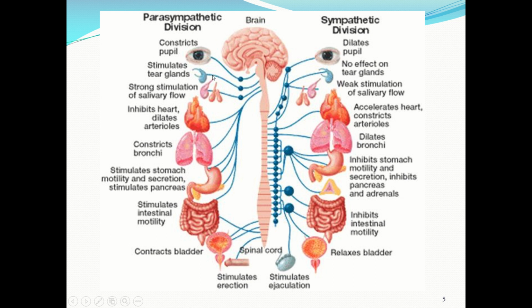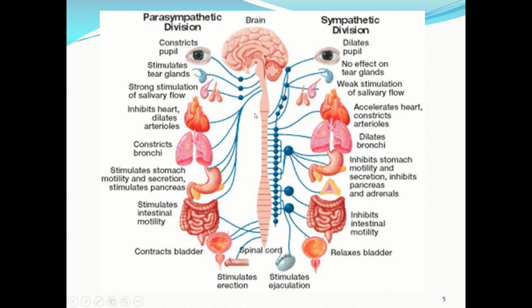The parasympathetic will stimulate the tear glands, whereas the sympathetic will weaken the tear glands. There's no effect on the tear glands. Excuse me, I was looking at weak underneath. And then for the parasympathetic, strong stimulation of salivary flow, whereas here's where there's weak stimulation of salivary flow in the sympathetic division, so you get dry mouth.